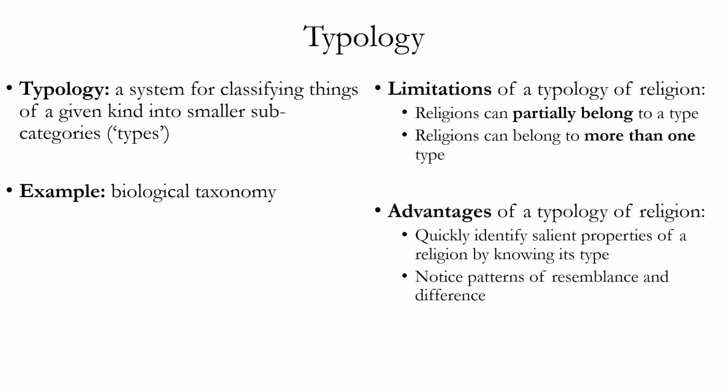You can also use typology to notice patterns of resemblance and difference between different religions. So looking at religions of the same type, you'll notice the similarities because they belong to that type, but you may also notice differences, especially if one religion belongs to 2 types, but another religion only shares one of those types, for example.